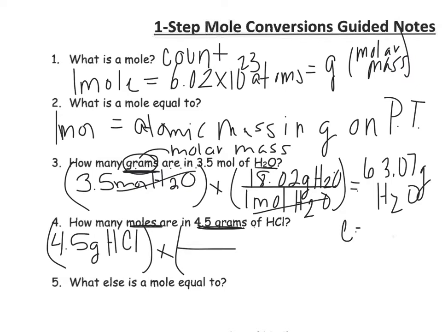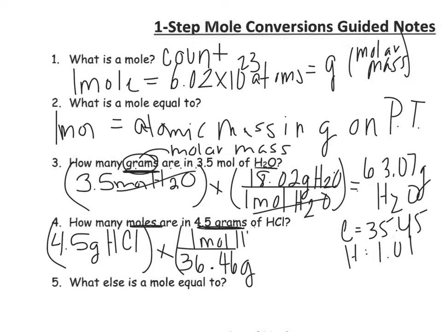Chlorine weighs 35.45 on the periodic table, and hydrogen weighs 1.01. So that means my molar mass of hydrochloric acid is 36.46 grams in 1 mole of hydrochloric acid.